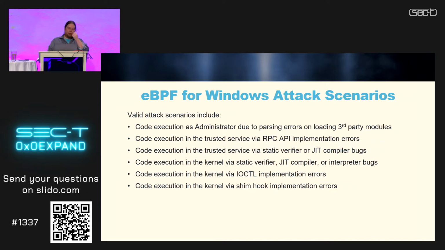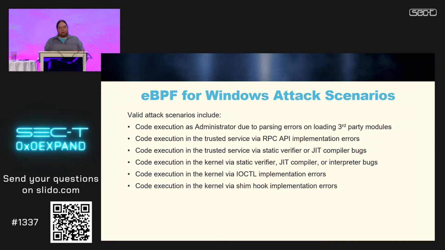And then once the code is loaded out of the ELF files, it is sent via the RPC service or via the RPC API endpoints to get into the service. And so there could possibly be implementation errors in the way that you're calling the various eBPF APIs or interacting with the RPC layer. And then in the trusted service itself, that's where it's doing the JIT, and of course we know JITs can have bugs as well.